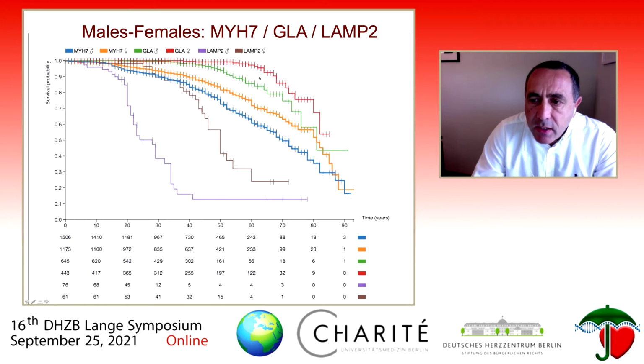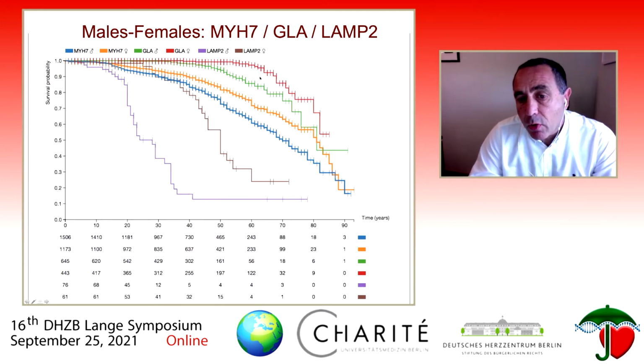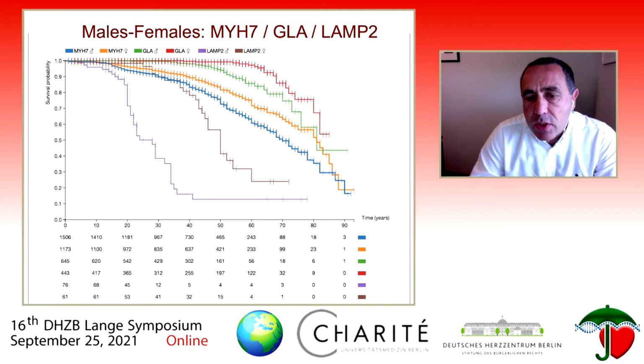And these are X-linked genes, so it's normal that males are worse than females because they only have the abnormal copy. But this is beta-myosin heavy chain, in orange females and in blue males. And you see, if we consider from birth, the prognosis is worse, and significantly worse, in males. Males live less than females.